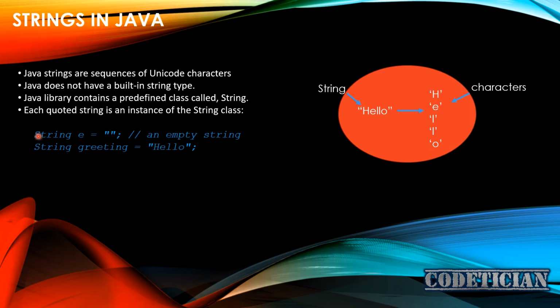So how do you define these string objects? We say String, which is the type, then the variable name, and anything that is enclosed within double quotes. So here it can be an empty string. I'm writing nothing in these double quotes, so it is an empty string. Suppose I'm creating a variable greeting of String type and enclosing Hello. All these H, E, L, L, O are characters, and by definition, a string is a sequence of Unicode characters. So this is a string.